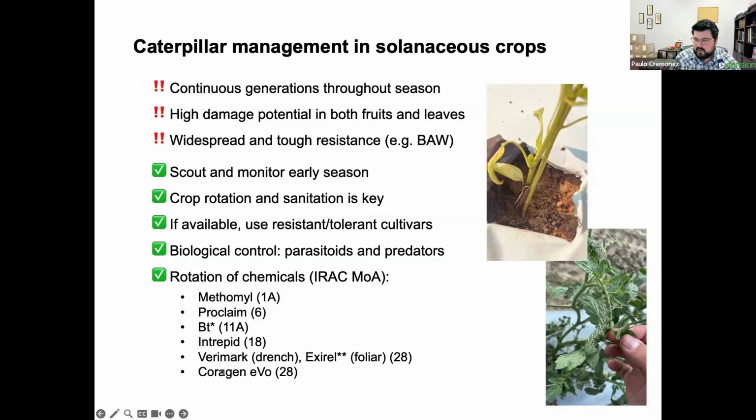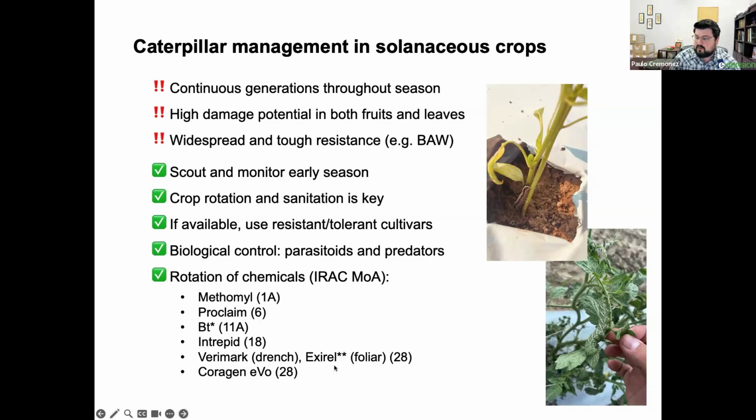And right here you have the options for diamides, group 28, which is very marked on the branch. You can use that, and this can be also good for thrips management early on in the season, and maybe even some whiteflies. So this is highly recommended in Exirel for foliar.